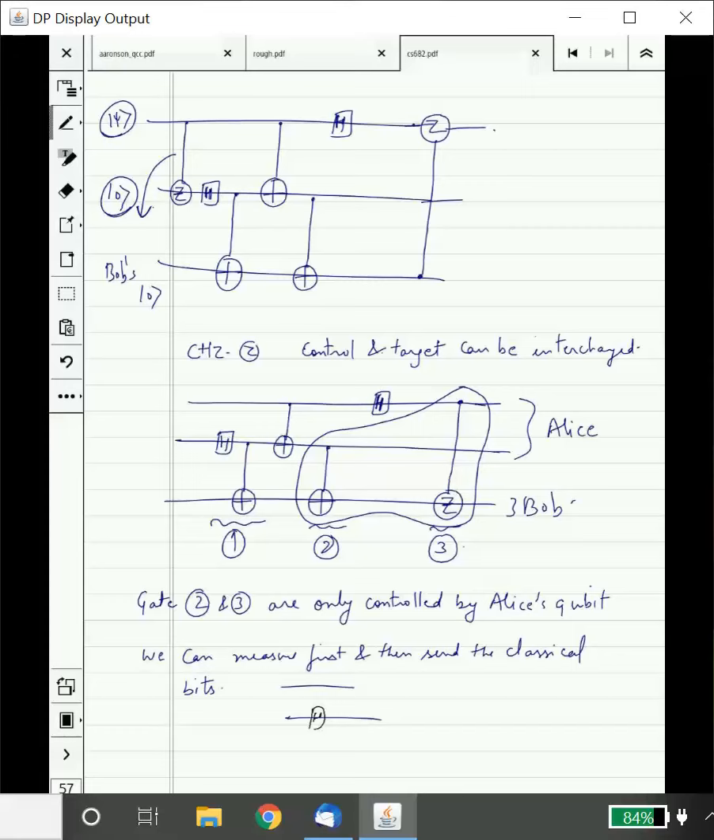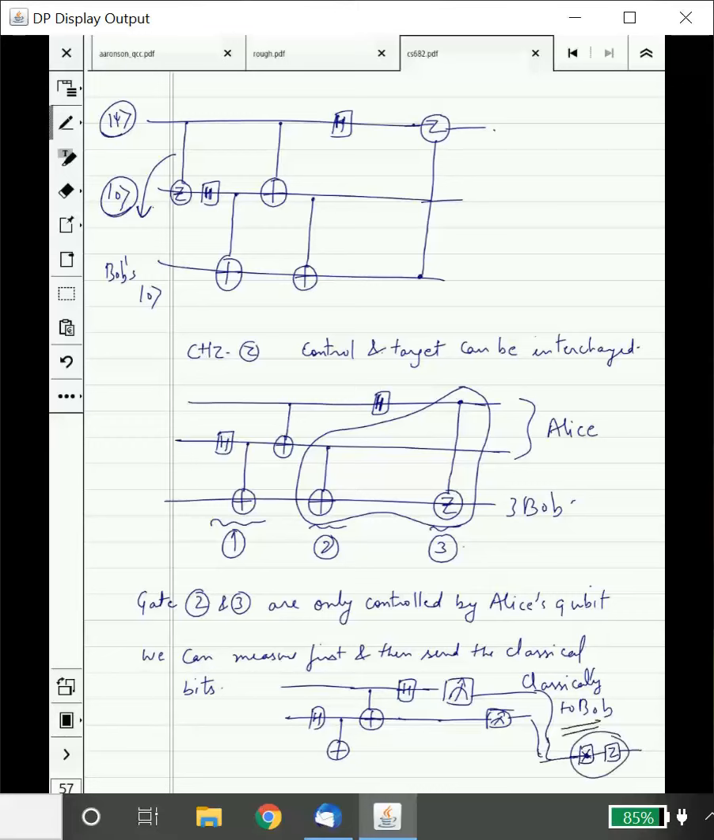H, we are almost done. Hadamard, and then there is measurement. This is denoted by measurement, and these two are classically communicated to Bob. And then depending on that, on these two bits, he can decide to apply an X or a Z gate. But this will depend on what has been communicated.